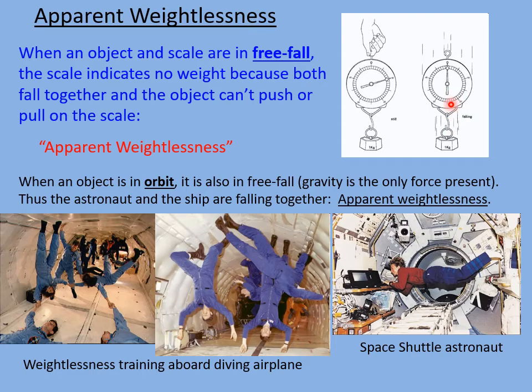Now remember that when an object is in orbit, it is really in free fall. It's literally falling to the Earth, but remember, because it's moving around the Earth, it never comes down. It's just the Earth's surface is curving away from the path of the falling object. But for anything in orbit, it's in a state of apparent weightlessness. So this is why we see astronauts floating around inside the space shuttle or the space station.